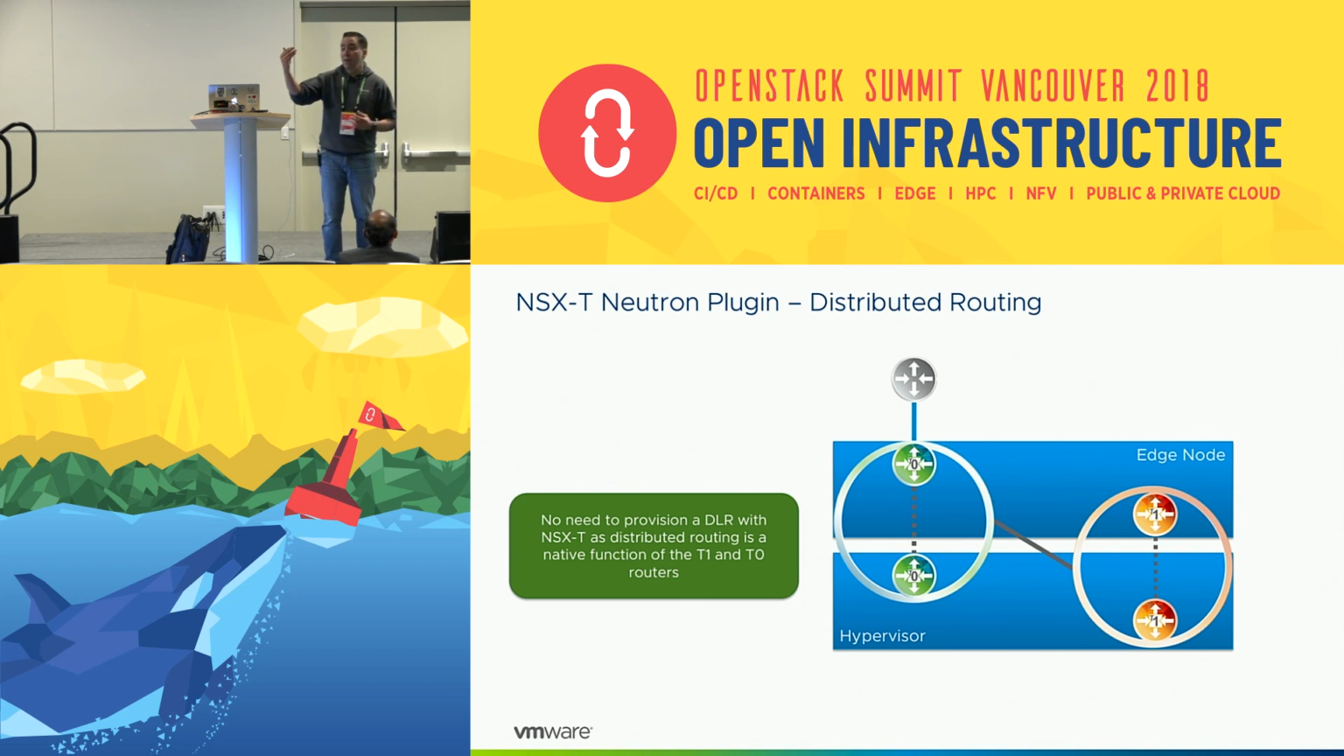Say you have a web VM and an application VM in a two-tier app, and a tier one router separating those two. If the web VM and the app VM are on the same hypervisor, that traffic will never leave that hypervisor. And there's no additional configuration required for distributed routing when you use the NSX-T plugin. And then there's this notion in our architecture of an edge cluster.